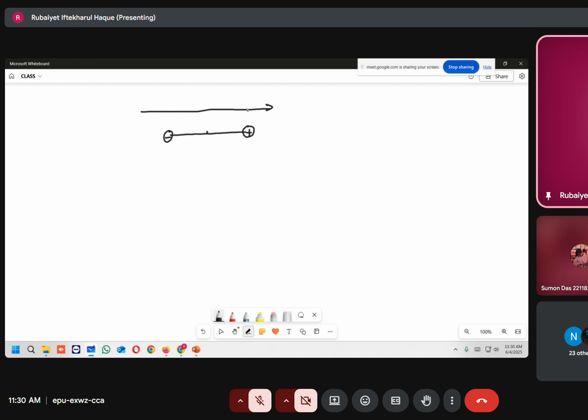R is the moment arm length, that means the distance from the pivot point to the applied force position, and F is the force. Okay, so this is the part here. If you remember, if you take the magnitude of the tau, it is rF sine theta. So theta is the angle it's creating.